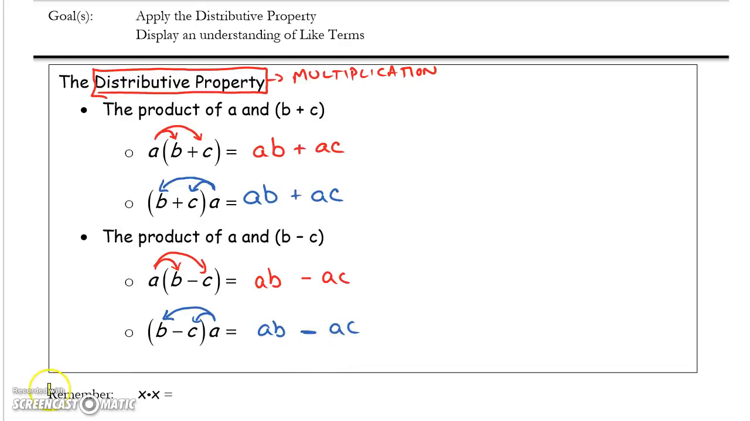Something that's important for you to remember, maybe you've done this, maybe you haven't. I believe based on our pretest results you have. Every time I'm multiplying x times x, or a variable times itself, that gives me x squared. That's an important concept to remember because we will be distributing variables in this case as well.